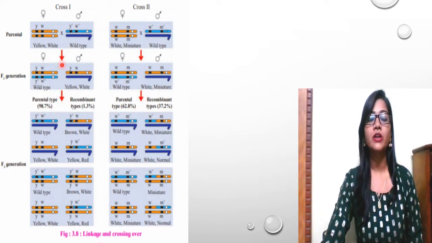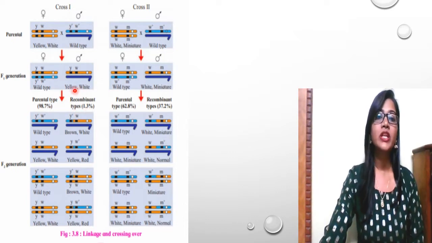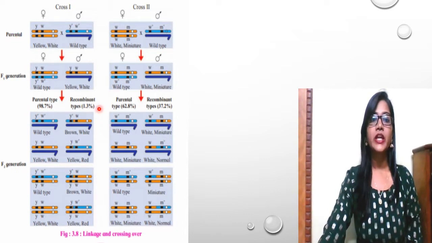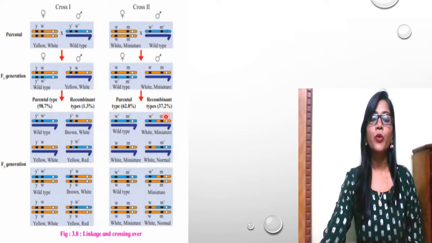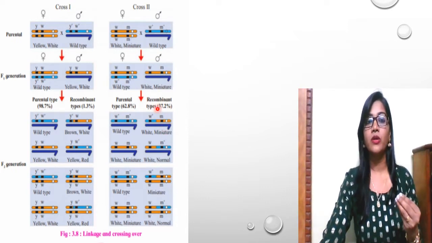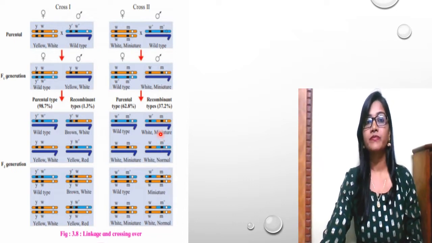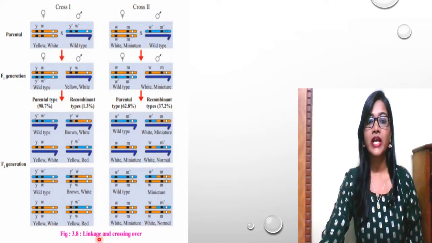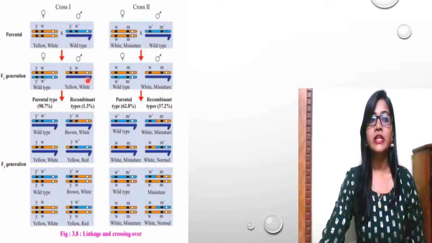So when they carried out such experiments, the genes which were closely packed showed less recombination. They observed 1.3%, while in the case of cross 2, 37.2% recombinants were found to be present. So they concluded that these types of genes may be situated far apart; they must be loosely packed. That is known as linkage and crossing over, which was proved by Morgan's experiment.